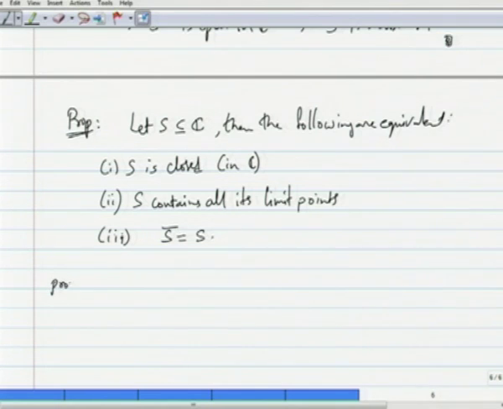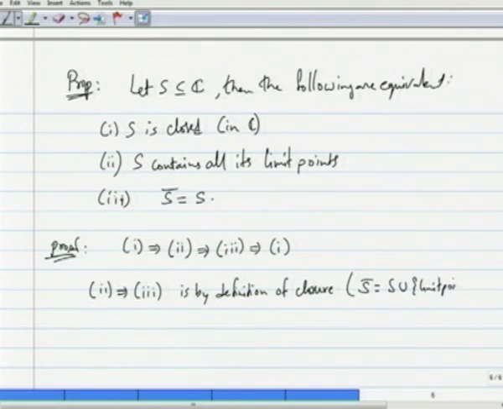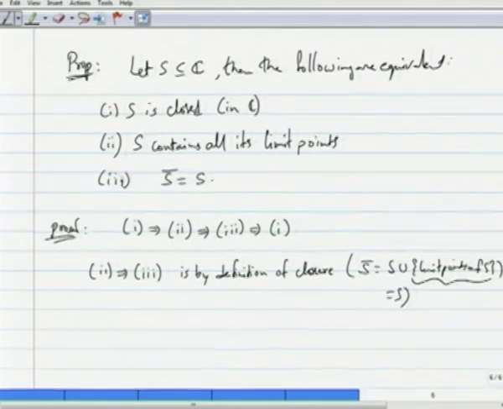So, what is the proof of this fact? We will show 1 implies 2, implies 3, implies 1. Then all three are equivalent. 2 implies 3 is simply by definition. If S contains all its limit points, then the union of S with its limit points has to equal S. That is by definition of closure. If S contains all its limit points, S closure is S union the limit points of S, but if the latter is contained in S, then the union is simply S.